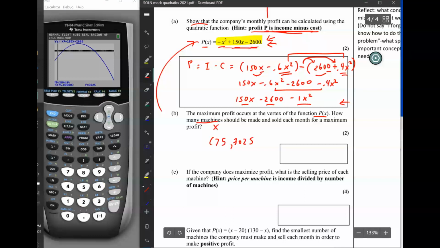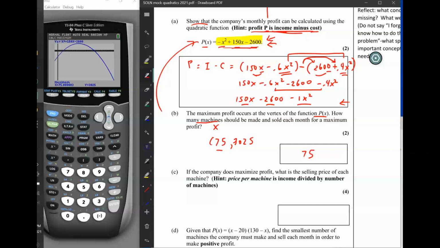So the x value is 75, and they want the x value, right? Because it's how many machines should be made and sold each month for a maximum profit. The x value would be the answer because that x value is the number of machines. So 75. And then it says, if the company does maximize the profit, what is the selling price of each machine? And it says, hint, the price per machine is income divided by number of machines.